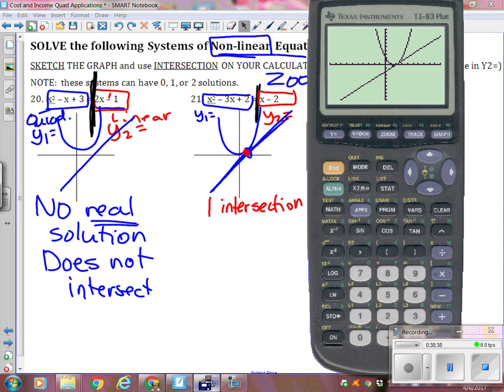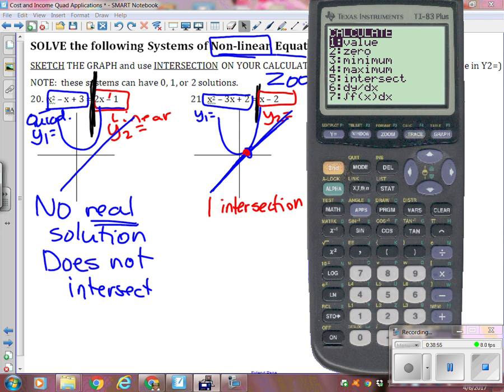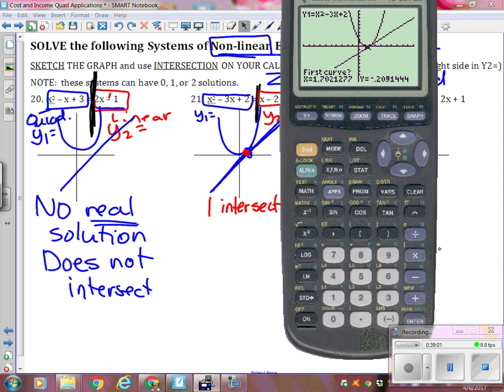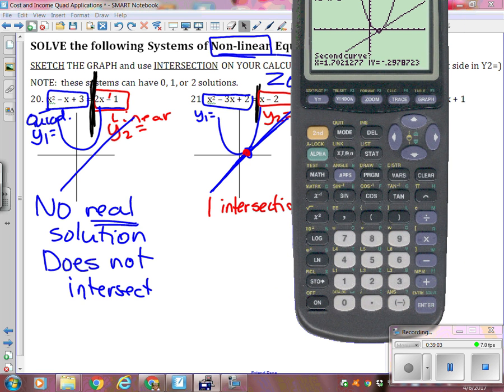Okay, let's go to trace. Do y'all remember how to do this? Trace. Trace over as close as you can. And then we're going to do what? Second, Calc. Which one are we calculating? Intersect, which is number 5. And then how many times do we press enter? 1, 2, 3.